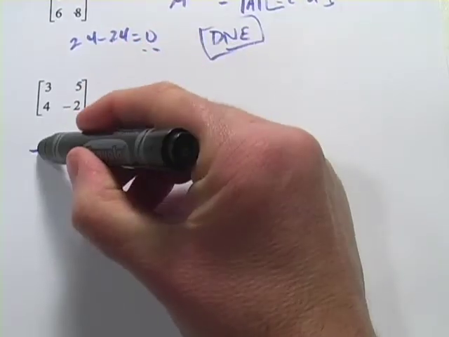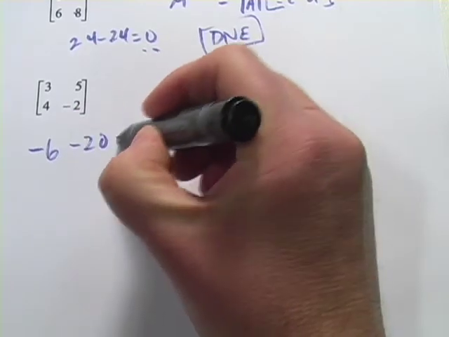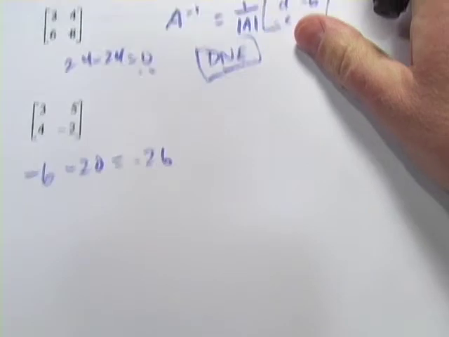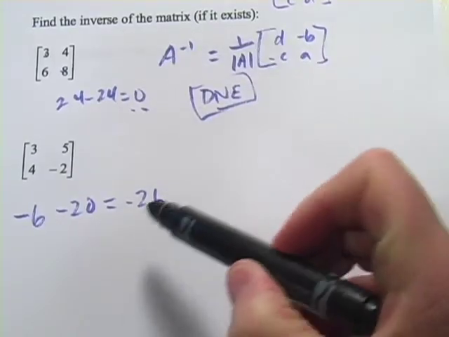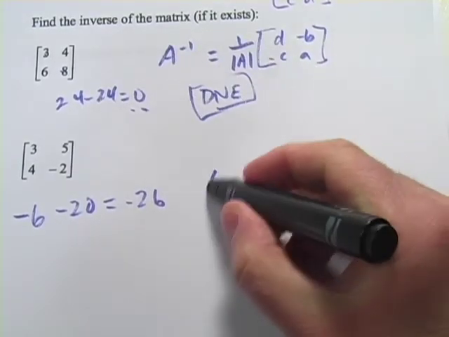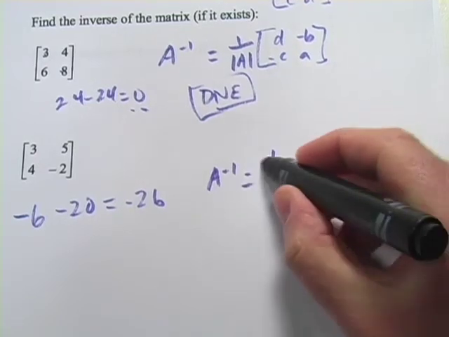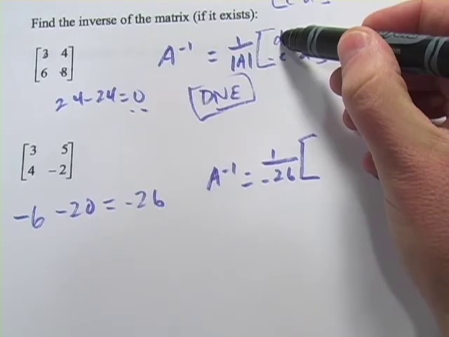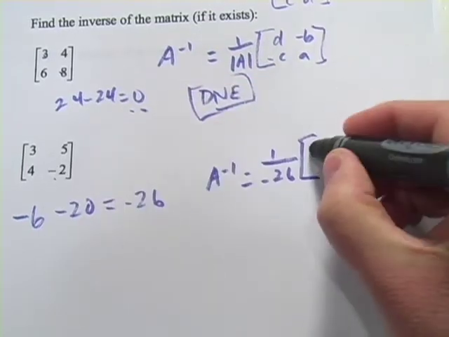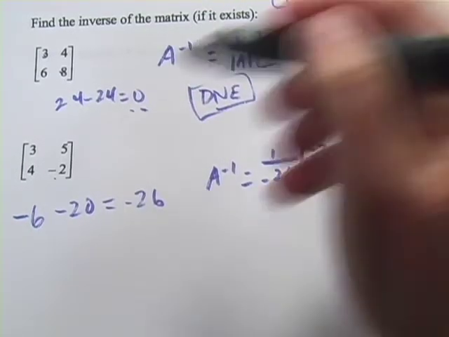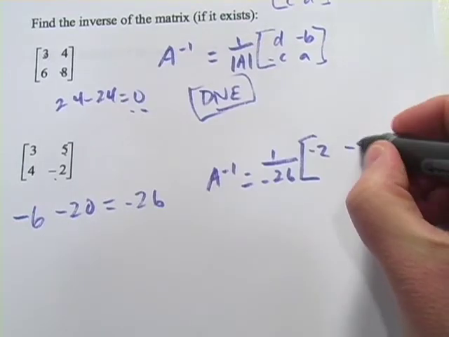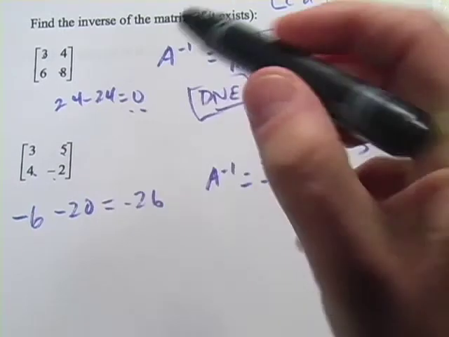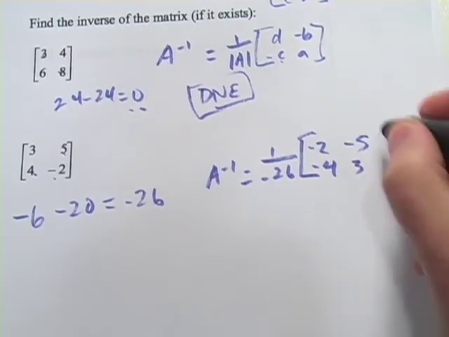3 times a negative 2, that's negative 6, minus 20. So that's a negative 26. So this matrix is definitely going to have an inverse. We'll take a look at our formula again. I've figured out the determinant, so our inverse is 1 over the determinant times, and the D goes up here, and that's negative 2. A negative B goes up here, so that's negative 5. A negative C right there, so that's negative 4. And A right here, A is 3.